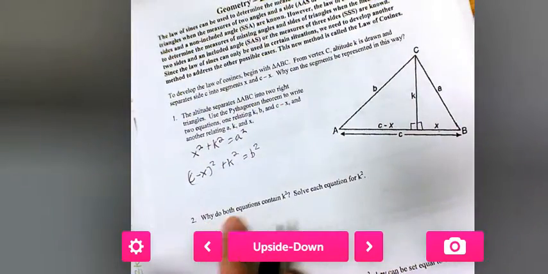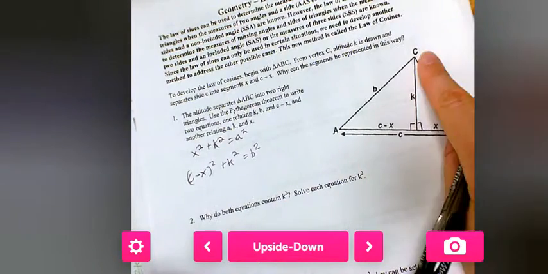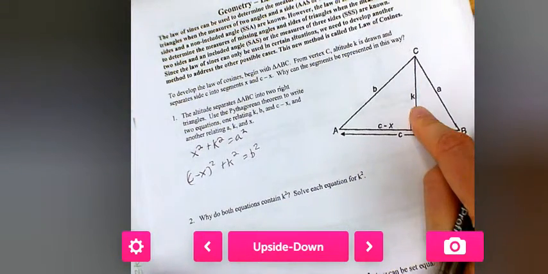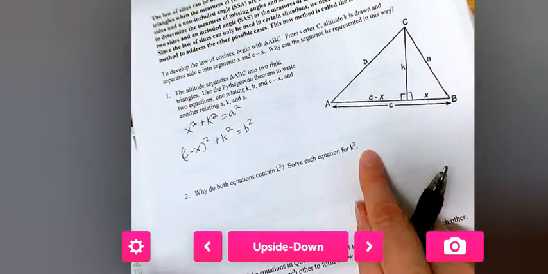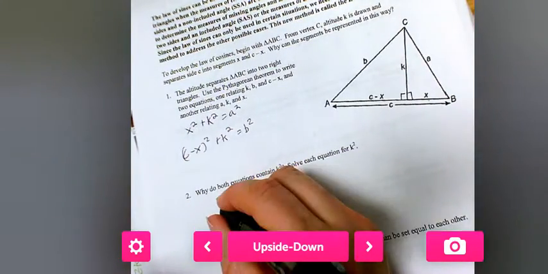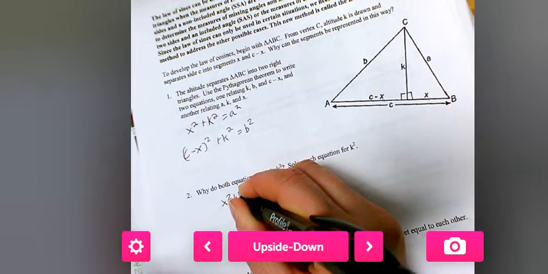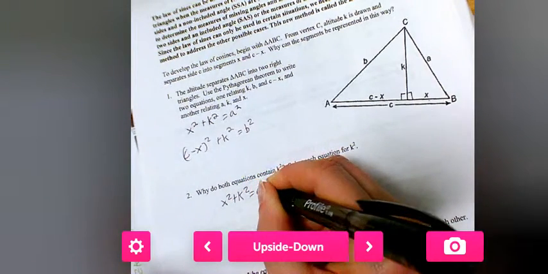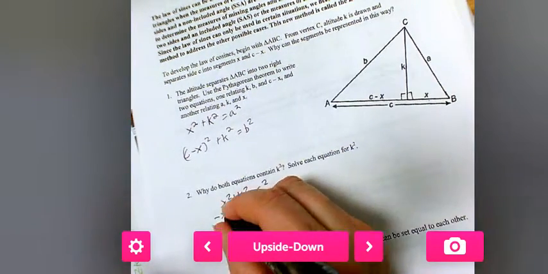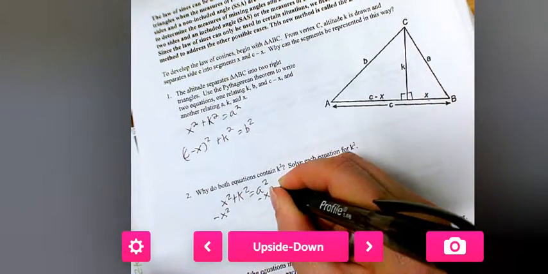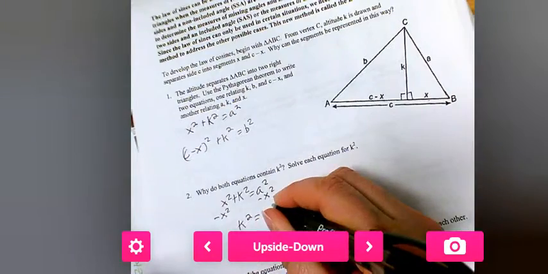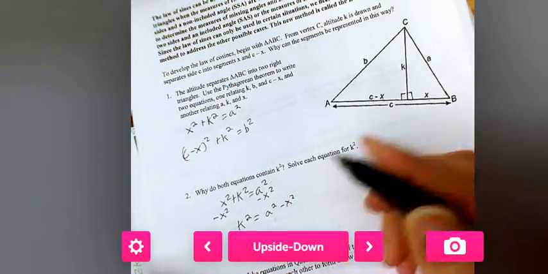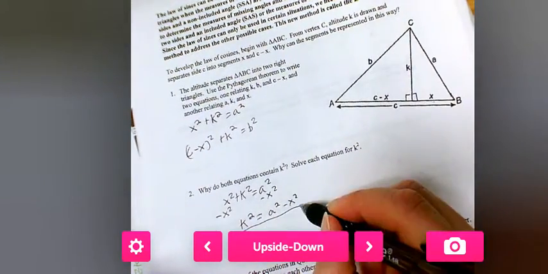Okay, both equations involve k squared, and I'm not going to write this down, but the reason they both involve it is because they share a side. Now we're going to solve each equation for k squared. So this first one I'm going to write down again. X squared plus k squared equals a squared. I'm going to subtract x squared from both sides. And I get k squared equals a squared minus x squared. Okay, so that's solved for k squared.